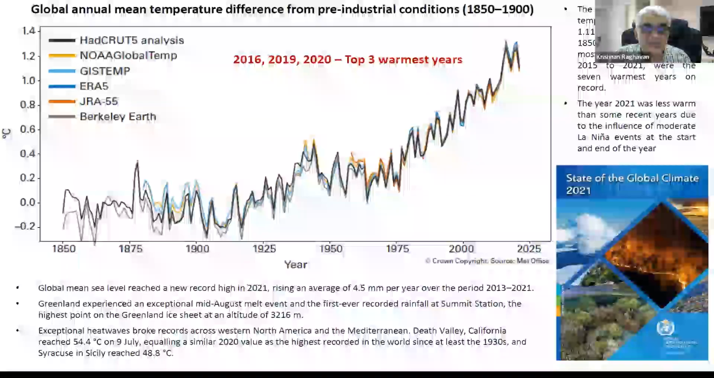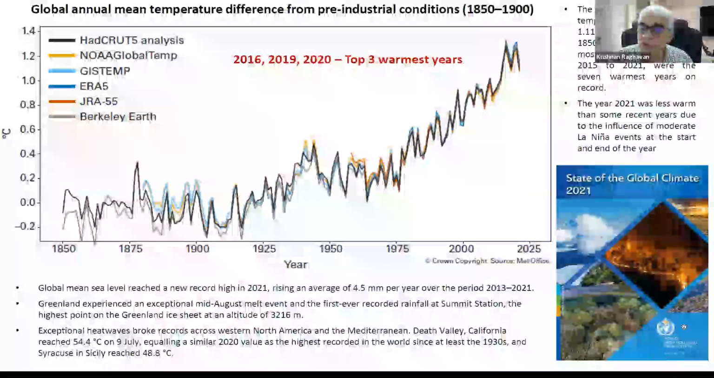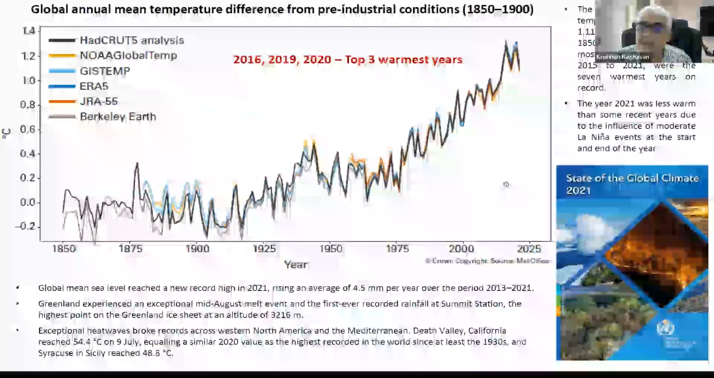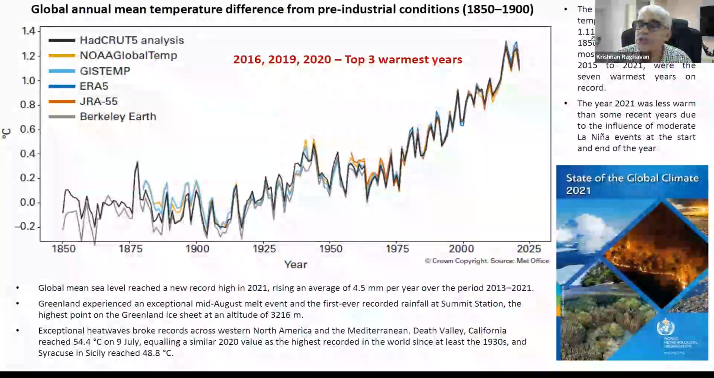So this is the latest state of the global climate from 2021. The global mean temperature in 2021 was 1.11 degrees above the 1850 to 1900 average. And if we see the more recent seven years, that is 2015 to 2021, they were all the warmest years on record. In fact, 2021 was less warm because of the influence of a moderate La Nina during the start and end of the year.